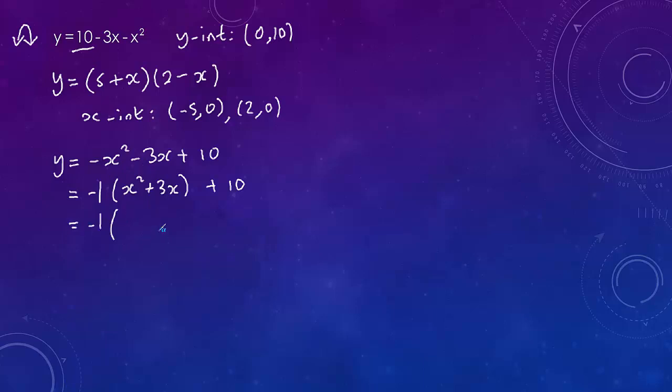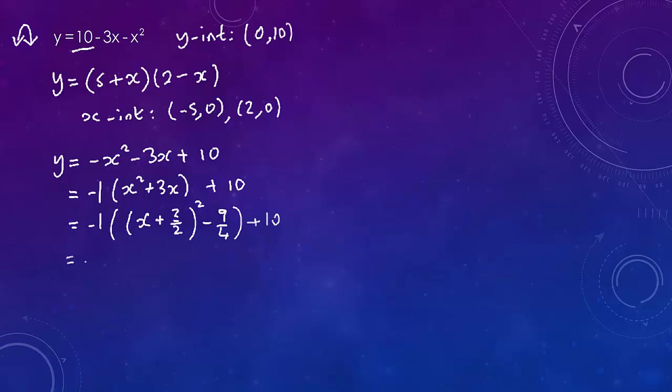and then we want to complete the square inside here. So that's going to be x plus half of 3, and if we expand that, we'll get x squared plus 3x. We'll also get 9 over 4, which we don't want. So we'll take that away. And then we've got plus 10.